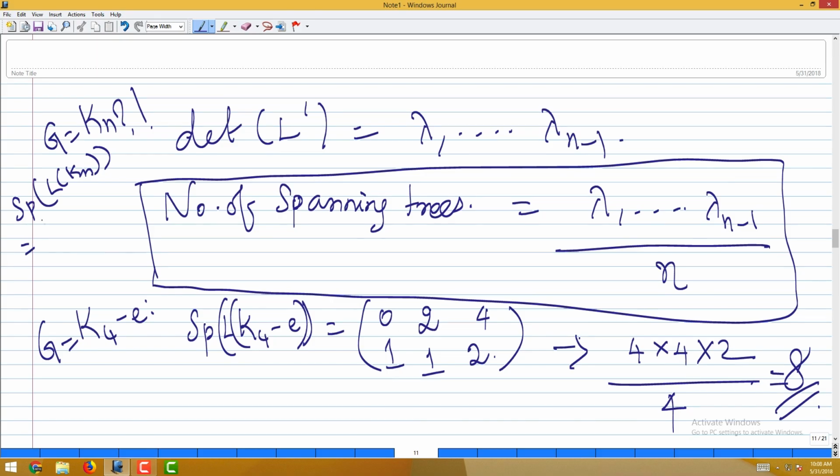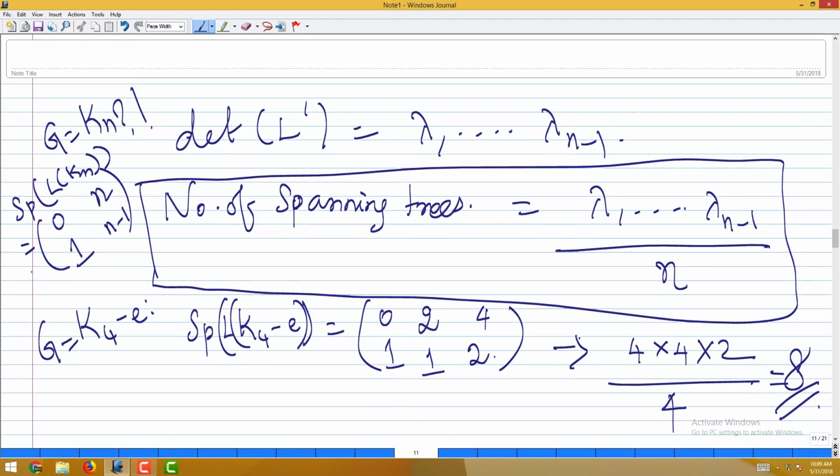So, the spectrum is nothing but 0 and n. How many times? 0 appears once and n appears n minus 1 times, right, because the Laplacian should have one 0 eigenvalue. How can I miss that? Right. So, now if you put this back into this formula, you will see that you have n to the power of n minus 1 divided by n, right.